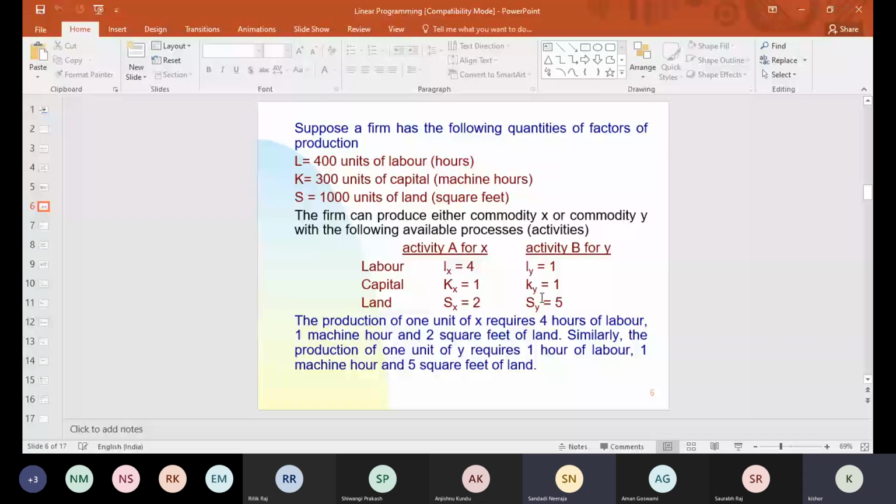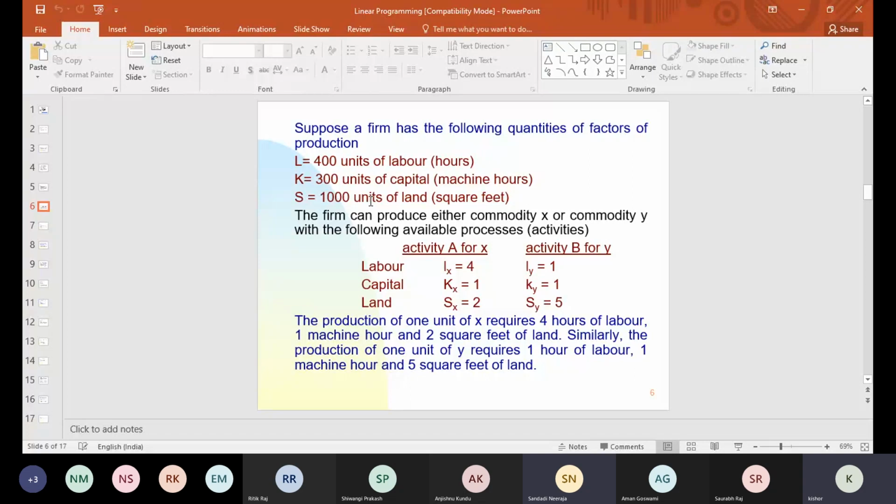Suppose this information is given to you: 400 units of labor, 300 units of capital and machine hours, and 1000 square feet of land for producing two commodities X and Y. Make it a simple way. Activity A means production of X is termed as activity A, and production of Y is termed as activity B. But otherwise, you can make it more simple, like you are producing straightaway using land, labor, capital. You are producing two commodities X and Y.